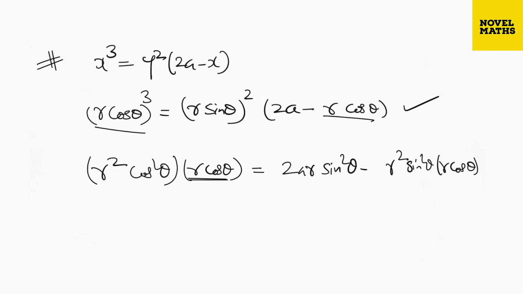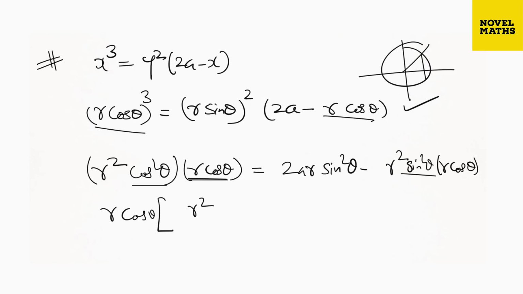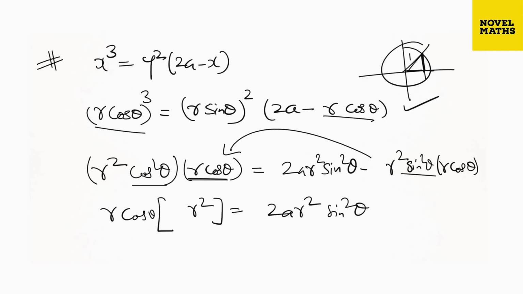Something is common here, so r cos theta, and inside it r square cos square theta plus sin square theta. You know cos square theta plus sin square theta is always 1 in the unit circle, from Pythagoras, so r square. Taking this side, it is equal to 2a r square sin square theta. This cancels out, so the answer is r cos theta equals 2a sin square theta. This is the polar form.